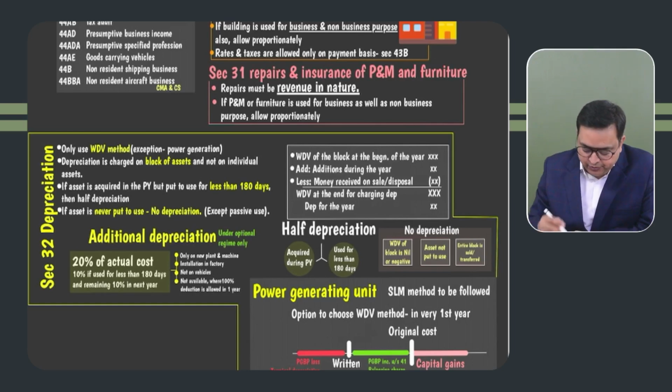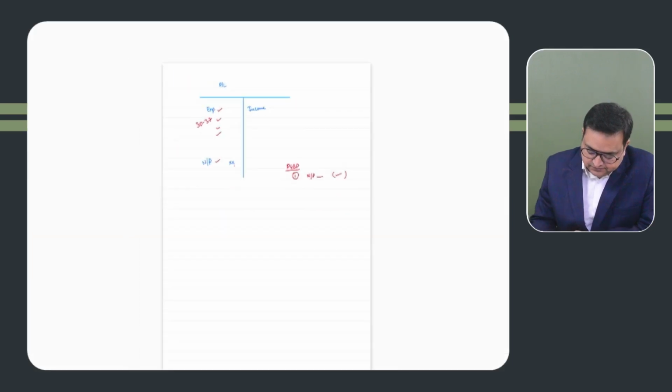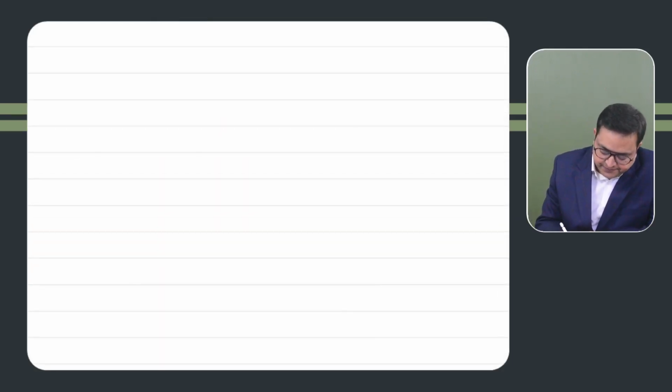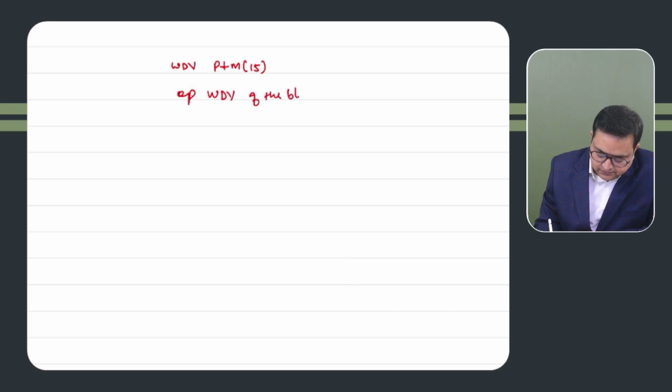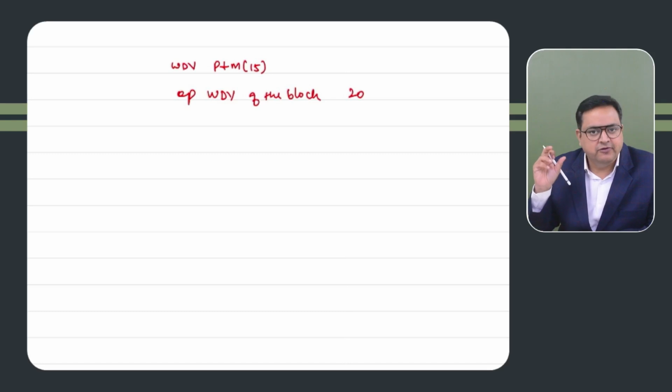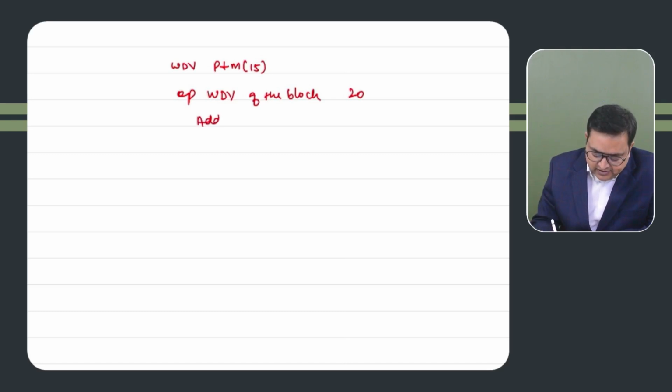Right? How will you be computing it? Opening WDV. Let's say this is a block of plant and machinery, with written down value at 15%. So let's say opening WDV of the block is given to you, let's say it is 20 lakh. It consists of some 2-3 machines. Additions during the year, let's say 5 lakh. Less money received on sale or disposal. Let's say you have sold something for, let's say, 12 lakh.